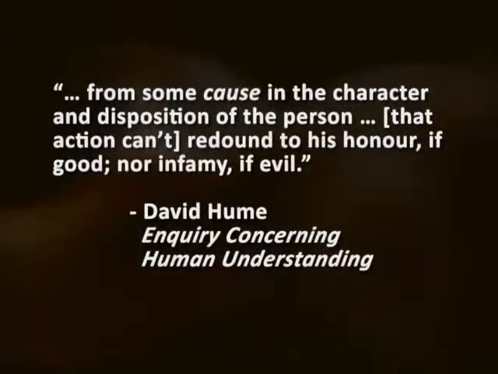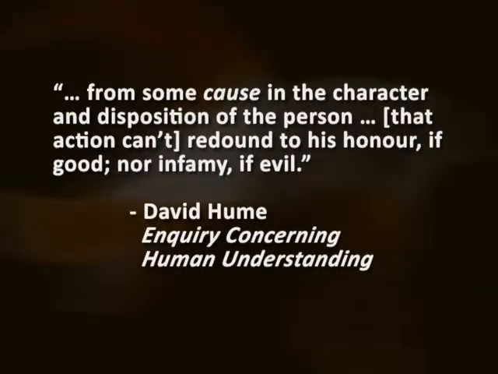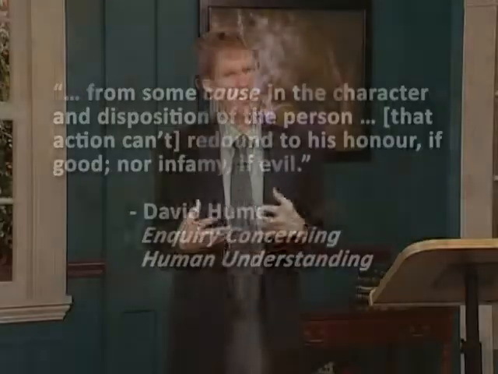He says that the incompatibilist view gets things exactly backwards. He says, we wouldn't hold someone responsible if their actions didn't flow from their character. He says, if an action doesn't come, quote, from some cause in the character and disposition of the person, then that action can't redound to his honor if good, nor infamy if evil. And Hume's point is that we hold people morally responsible precisely when their actions are consonant with their characters, not when their actions are completely apart from their characters, when they diverge radically from their characters.